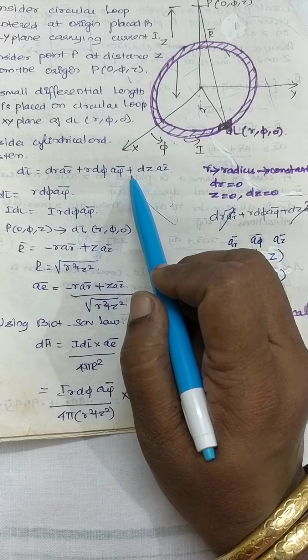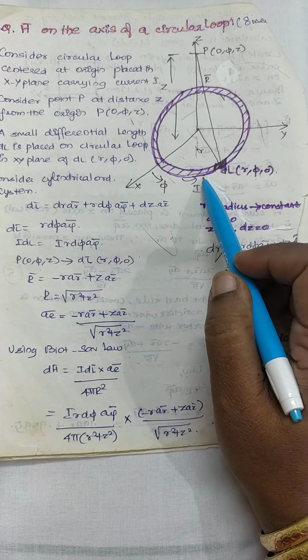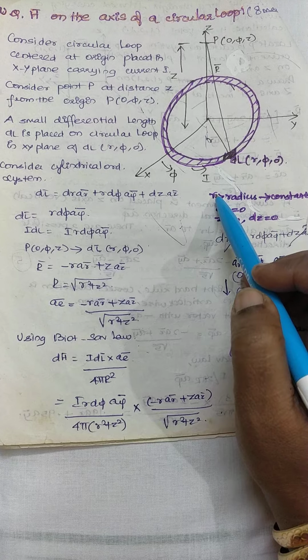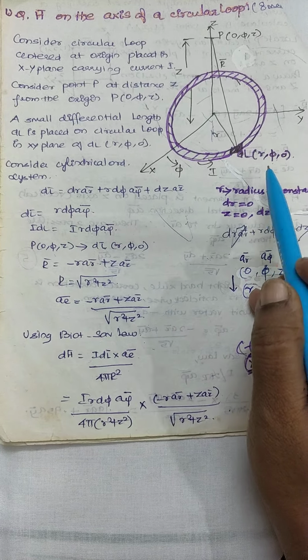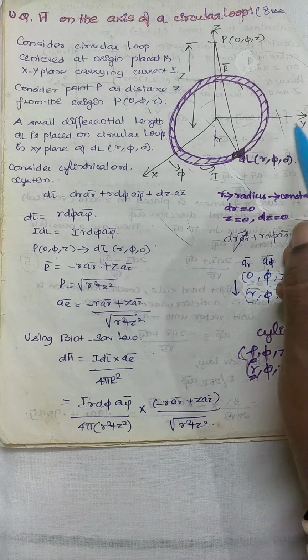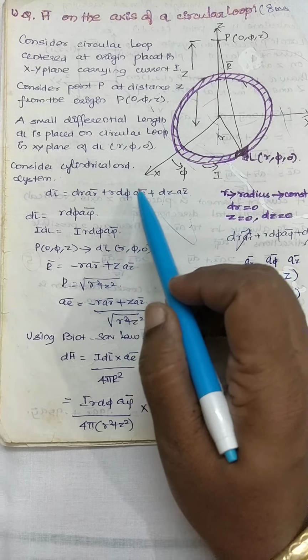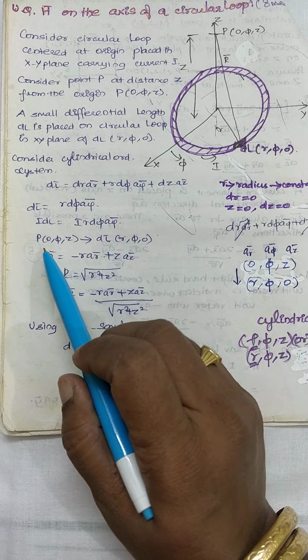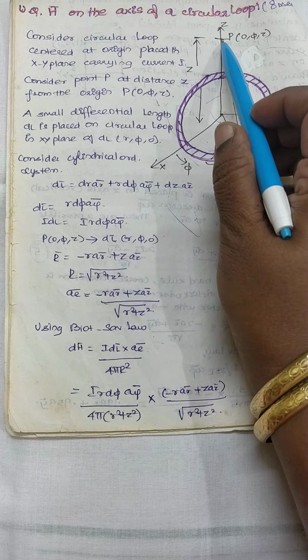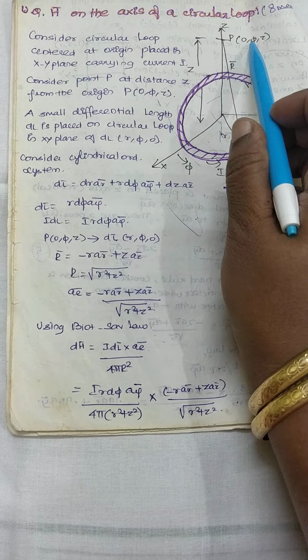So though in the beginning we speak about all three elements, it is very clear that r is a constant, radius is a constant. So dr becomes equal to 0. As it has no z component, it is purely lying in the XOY plane, dz is also equal to 0. We are left with r d phi of A phi vector. Now, we know that the point is located on the z-axis as 0, phi, z.